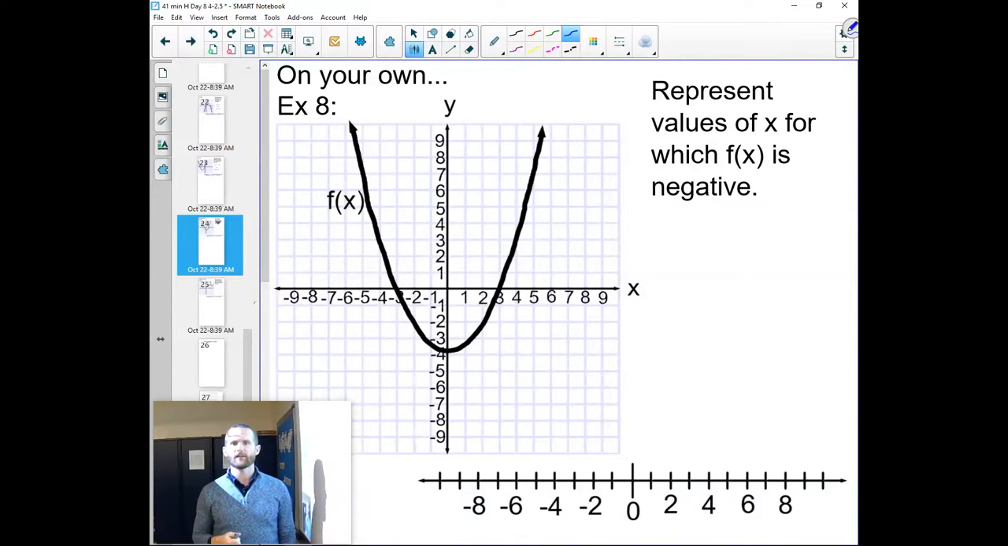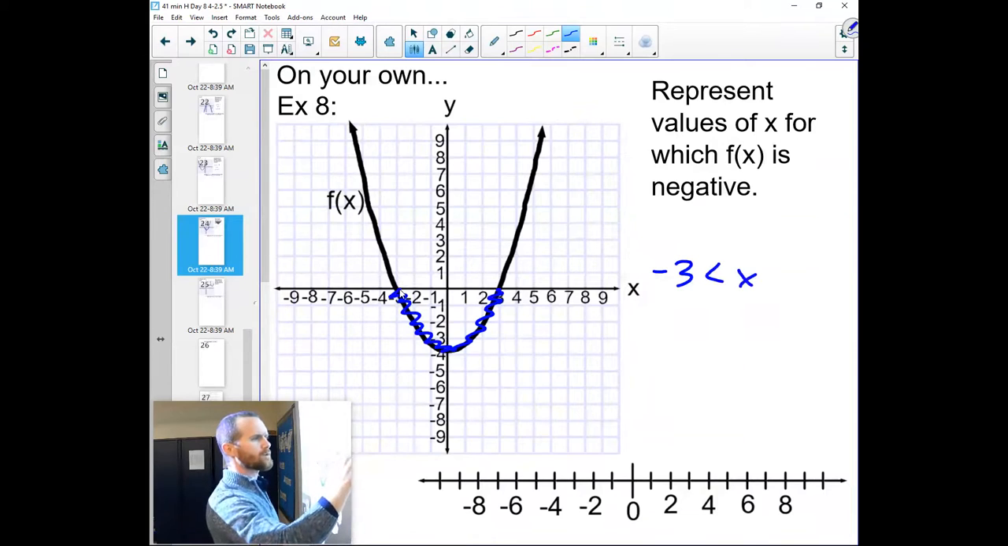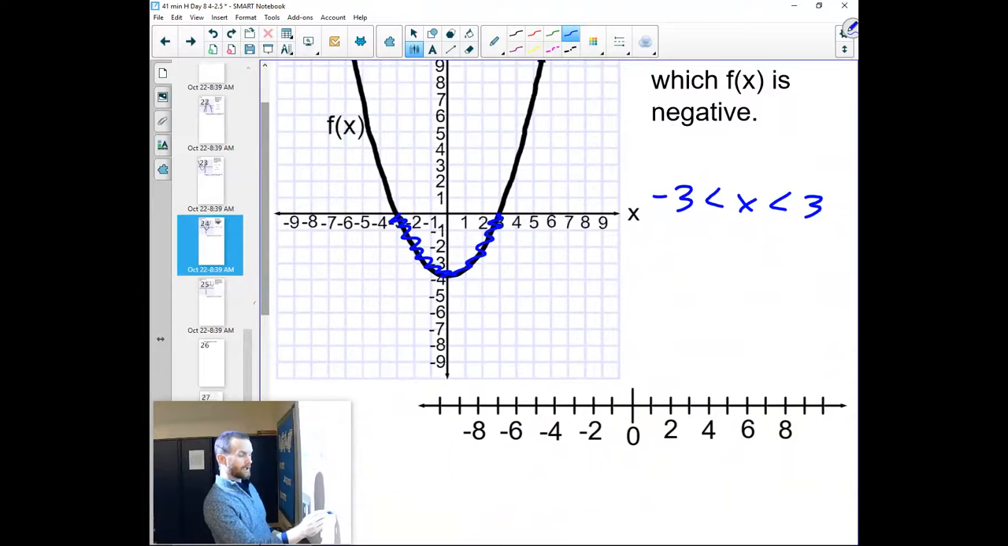Represent the values of x for which f of x is negative. Okay, negative means below the x-axis, so we're talking about this part of the function right there. So since the two shadings are meeting, there's not two separate shadings. We can just write this as one compound inequality, an and inequality, sort of connecting itself. So let's see, what is that? From -3 to 3. So x is between -3 and +3. And to graph that on the number line, we just go to -3, put a circle, +3, put a circle, and then shade in the middle, and we're done.